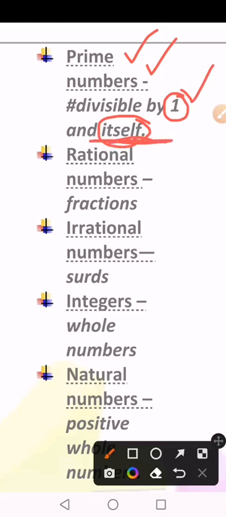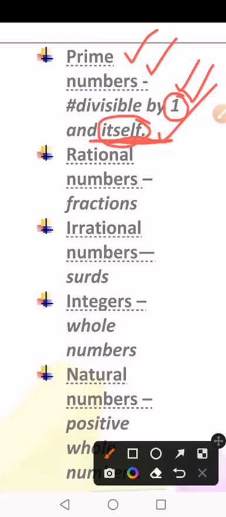And you have to know that the number that you are talking about must be more than one. It has two factors, that is one and itself, and that number must be more than one.